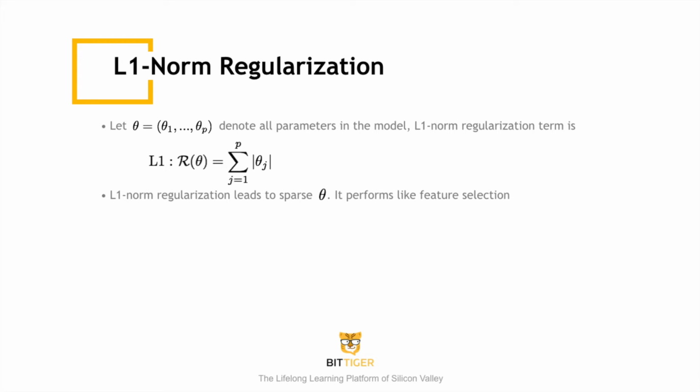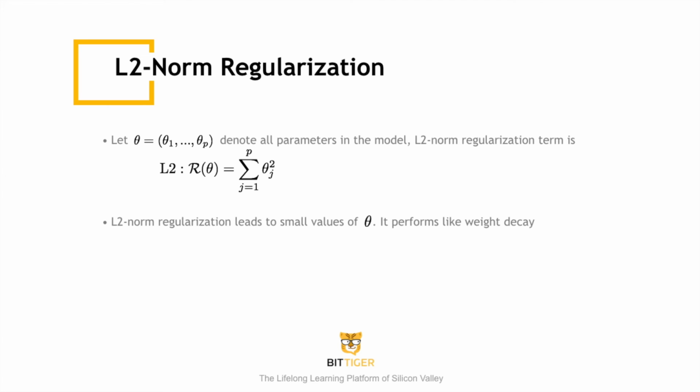First, let's see what L1 norm regularization is. Let theta denote all parameters in the model. L1 norm regularization is defined as the sum of the absolute value of each parameter. L1 norm regularization leads to sparse data and performs like feature selection.